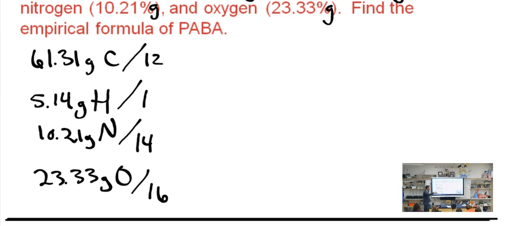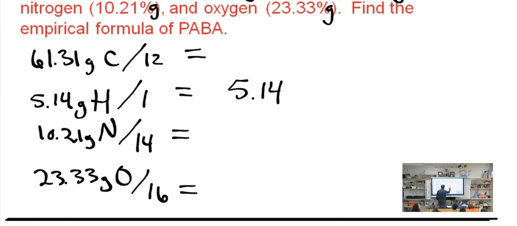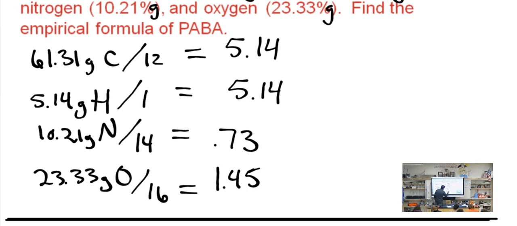Then I need people calculating. Someone start at the bottom, someone in the middle, someone somewhere else. Let's get these four numbers pretty quick. I'll do hydrogen. I got it. Nitrogen's what? 0.73. Okay. I'll do carbon.